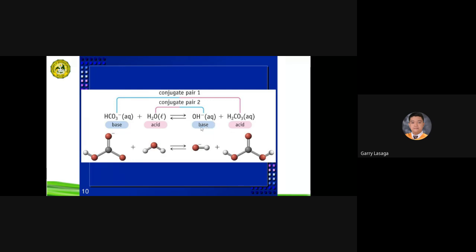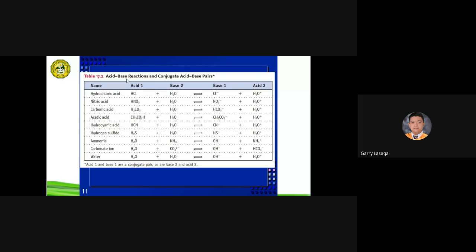So a conjugate base is formed after our parent compound loses its hydrogen ion. The conjugate acid is formed after our base accepts a proton, or gains a proton. So they always come in pairs: a base always produces the conjugate acid, and our acid always produces a conjugate base. So this is our conjugate pair 1 and our conjugate pair 2. This is an example of acid-base reactions and their conjugate acid pairs.